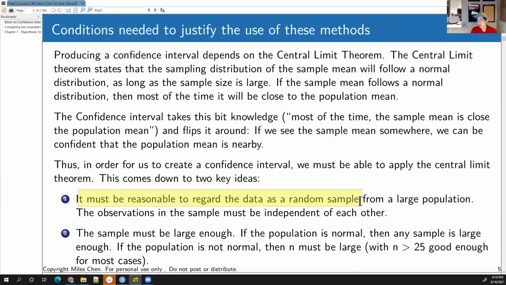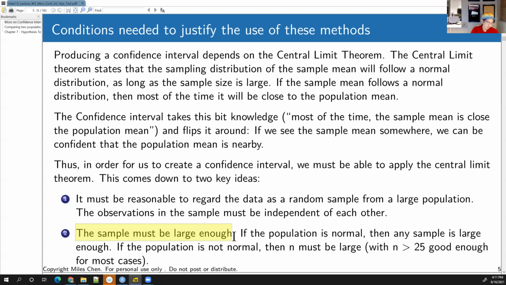So if you're only looking at people over age 60, you don't want to take those conclusions and generalize to the entire population of all ages, right? Maybe you can generalize to all other people over age 60, but anything larger than that sounds not like a good idea, okay? And then the other part is the sample has to be large enough, right?